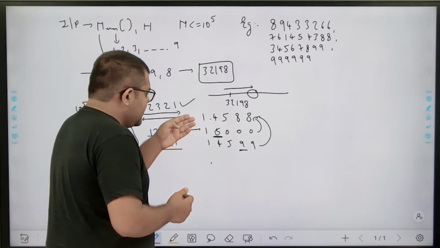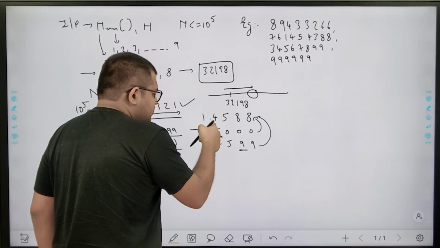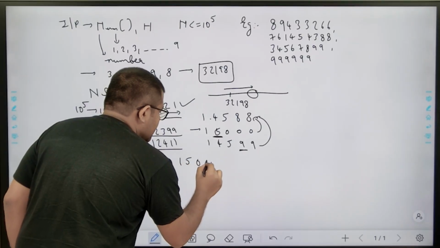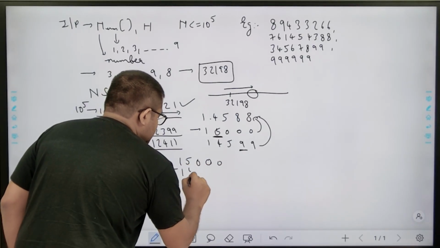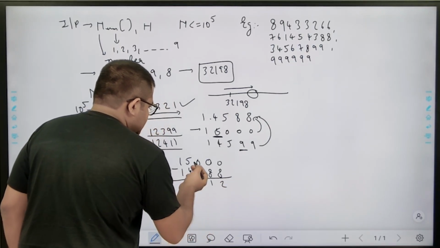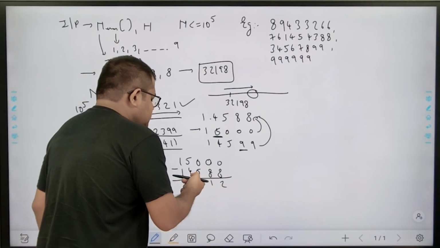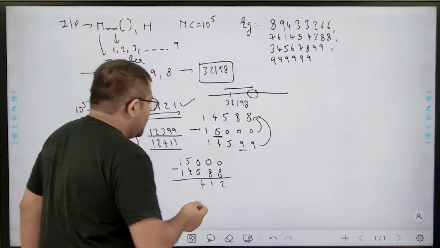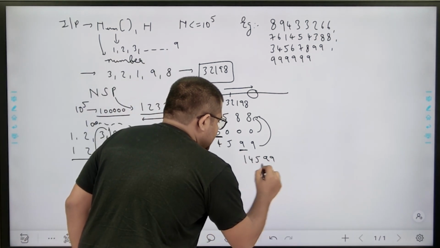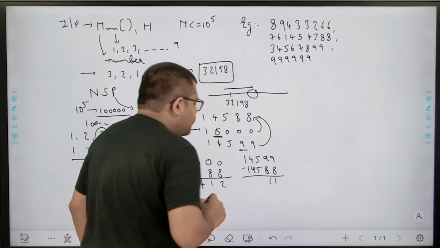And if we think what would have happened here, if I have to add some number of the form 1 and some extra values here. So basically this is 15,000 minus 14,588. So what I need to add here is 412. So I need to add 412 to this number in order to get 15,000. But if I look at this, I need to add only 11. 14,599 minus 14,588. So I have to add only 11.